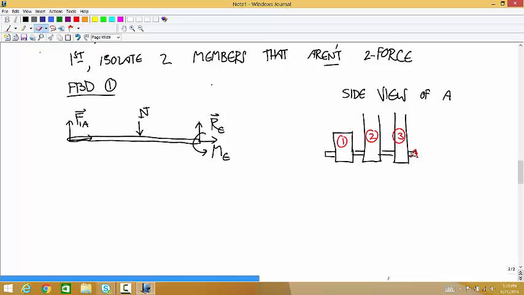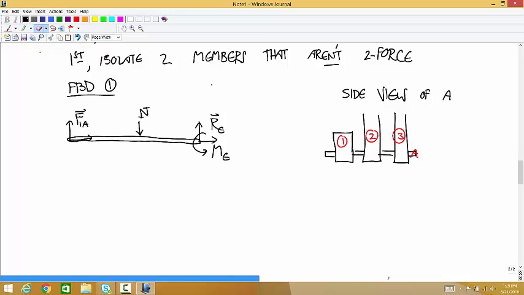But now A is not part of member 1. It's its own thing. So what's in contact with member 1 now? The only thing in contact with member 1 is that pin A. The only thing in contact with 2 is that pin A. 3 is that pin A. And that's why the only force at A on member 1 is F1A.